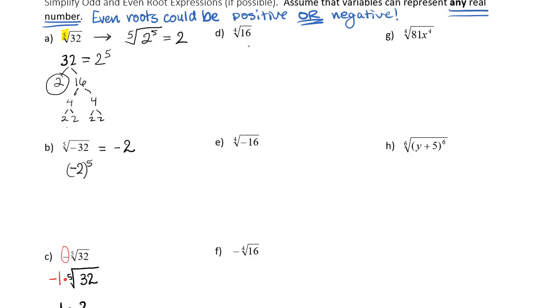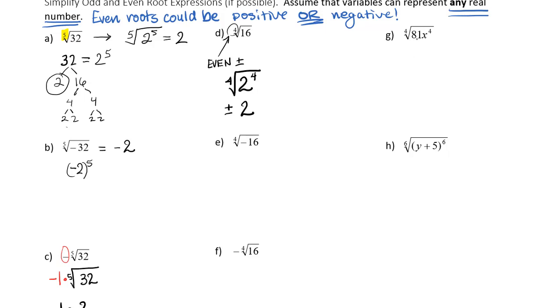Now let's look at D. We have the 4th root of 16. Now, it's an even root, which means we'll get a plus or minus sign. And we want to find out what number multiplied to itself 4 times would give us 16. Well, 2 to the 4th is equal to 16. So we have the 4th root of 2 raised to the 4th. And don't forget the plus or minus. So we have plus or minus 2 as our simplified expression.